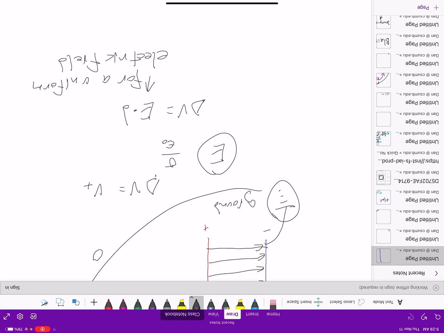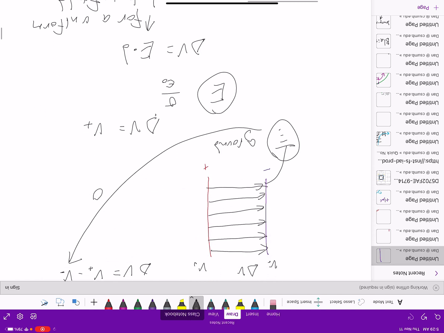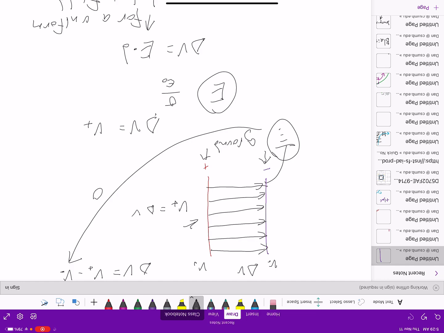So that means we know the potential difference between this plate and that plate, and we can say that V plus, which is equal to delta V, is equal to the electric field strength times the distance between the plates, where D is this. What's also interesting is that anywhere in between the plates, the potential has to get from 0 to whatever it is over here.